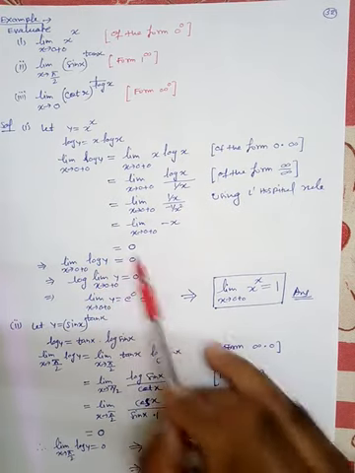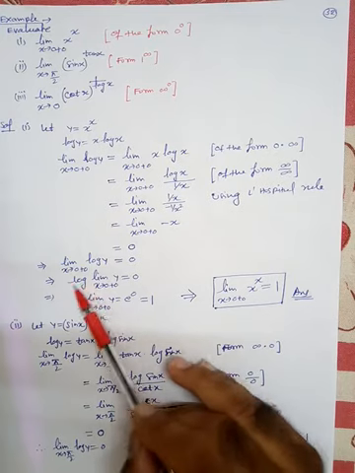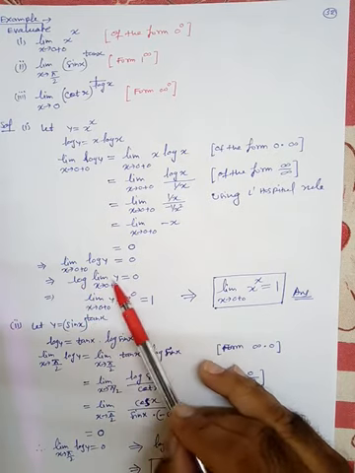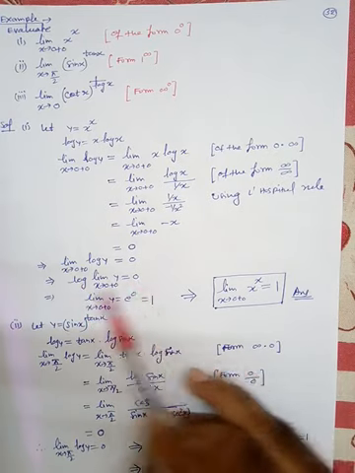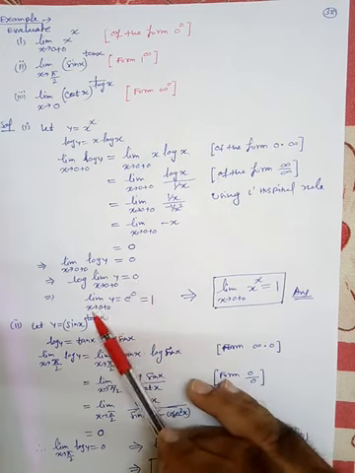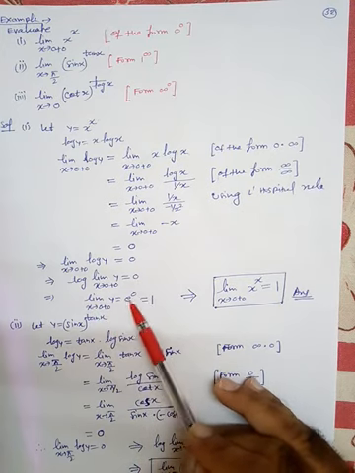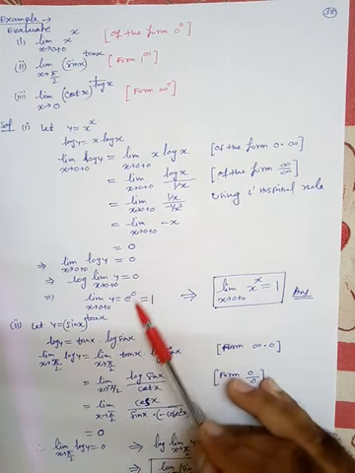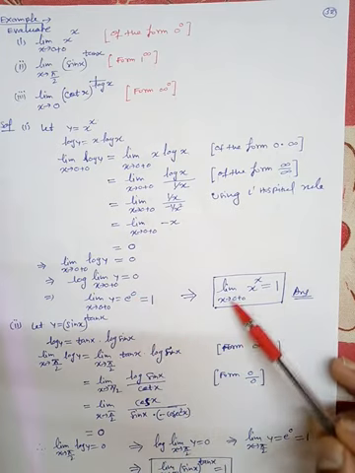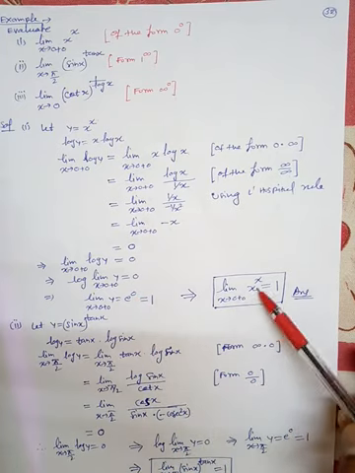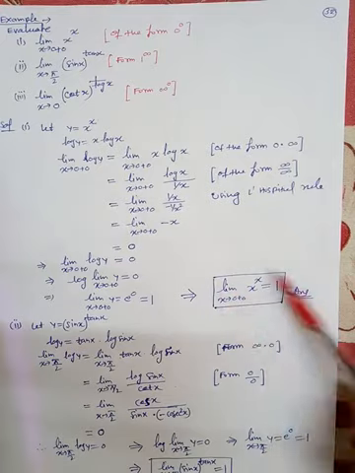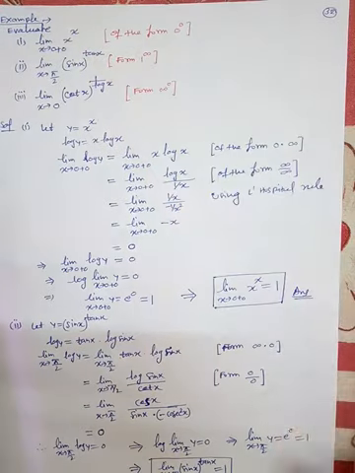Now apply the algebra of limits. This can be rewritten as log of limit x tending to 0 plus of y is equal to 0. Now taking the anti-log, limit x tending to 0 plus of y is equal to e raised to the power 0, but e raised to the power 0 is 1. Hence limit x tending to 0 plus of x raised to the power x is 1. So 1 is the limit of this function.